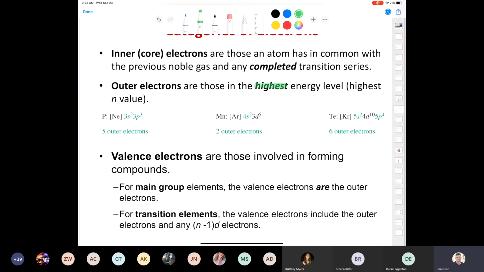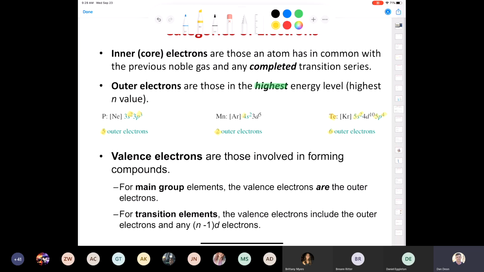If you look at phosphorus, we have 3 as the highest principal quantum number. All of those are going to be considered outer electrons. Since we have 3s2 and 3p3, 2 plus 3 is 5, we have a total of 5 outer electrons. Manganese, again, the highest principal quantum number is 4. Those are the only ones we consider, so we have 2 outer electrons. With tellurium, we have the principal quantum number 5 showing up twice in these two sublevels, 5s and 5p. We have a total of 2 here and 4 here, so we add them up and we get a total of 6 outer electrons.